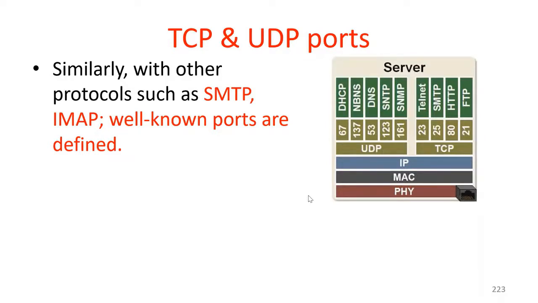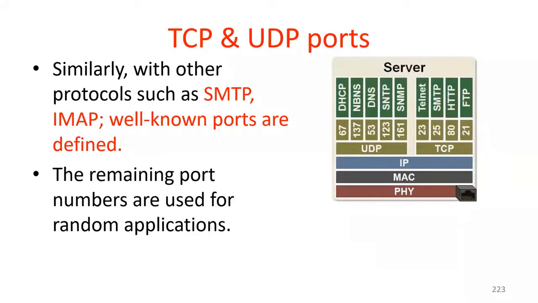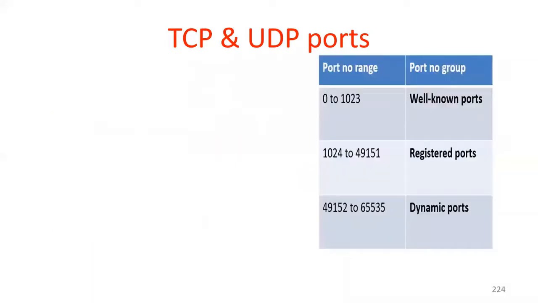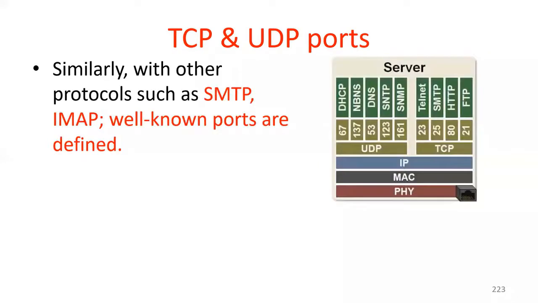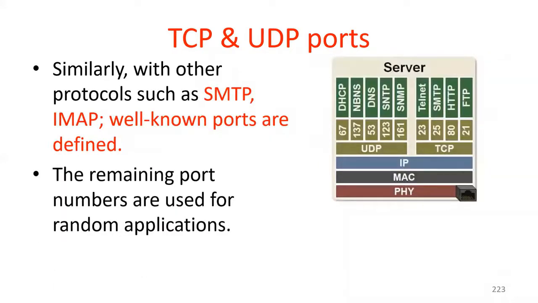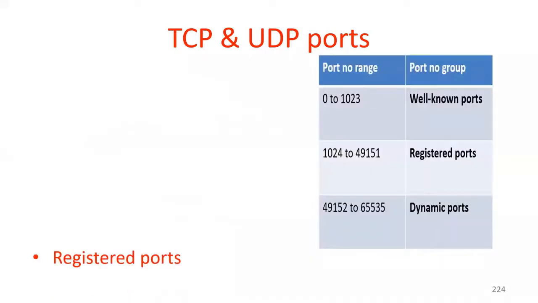For example, the protocol SMTP. How can you define SMTP here? It uses TCP, which provides port number 25. IMAP is one of the protocols here as well. That means well-known port numbers are defined with these services, and the remaining port numbers are used for random applications. Some other protocols are also there, within the 0 to 1023 range.